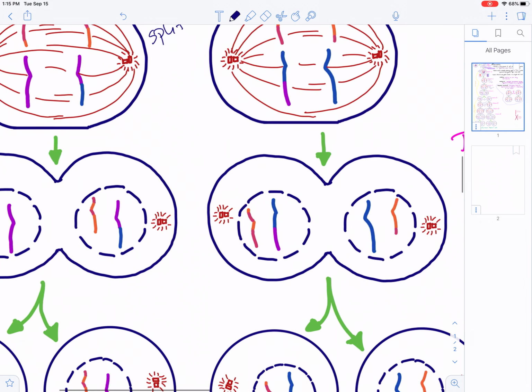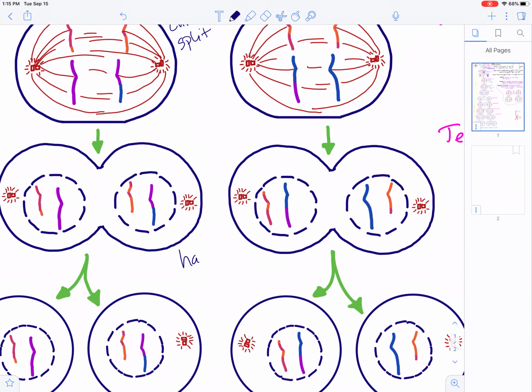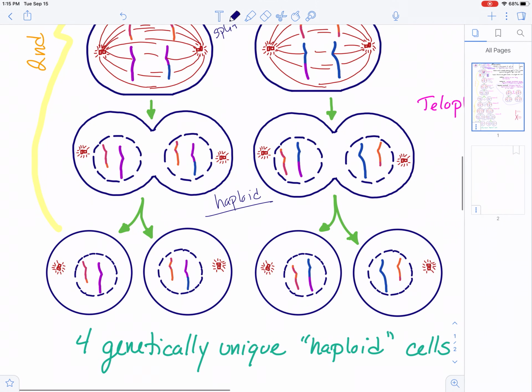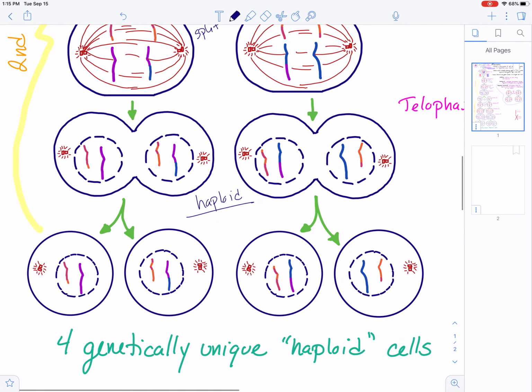And what you'll notice is that these are still haploid, right? They still each have 2 chromosomes, just composed of 1 chromatid. And then once cytokinesis is finished, we'll have 4 new cells at the bottom. They are all genetically unique and they're haploid. So they all contain 2 chromosomes, but they're all different from each other.